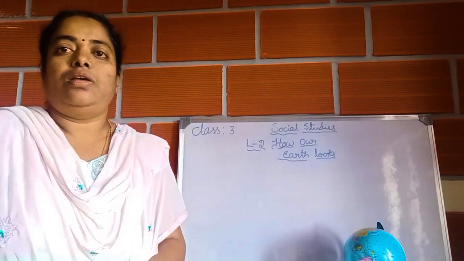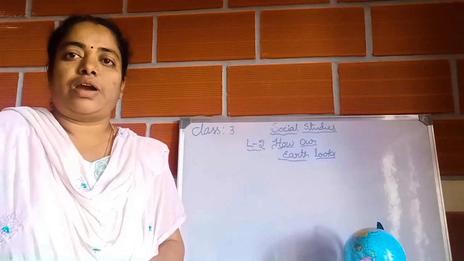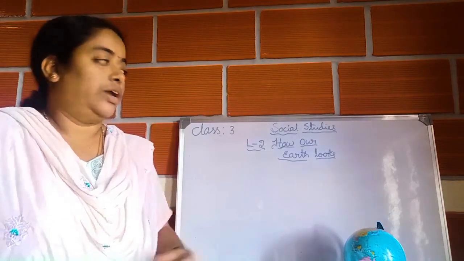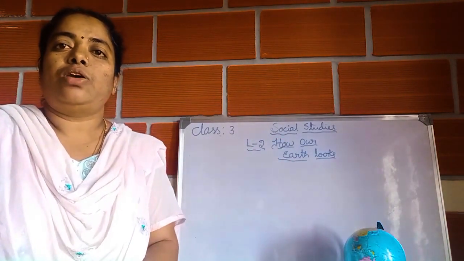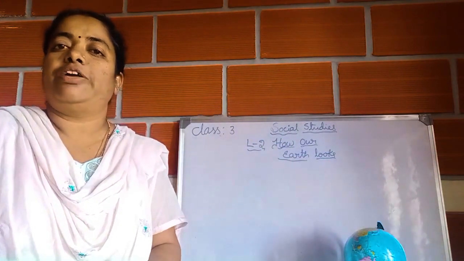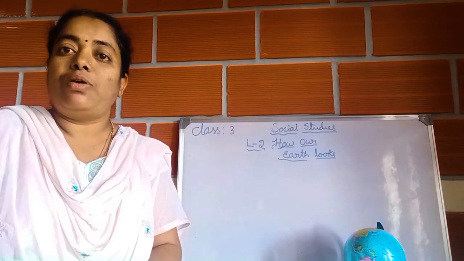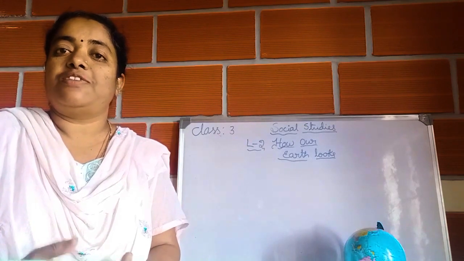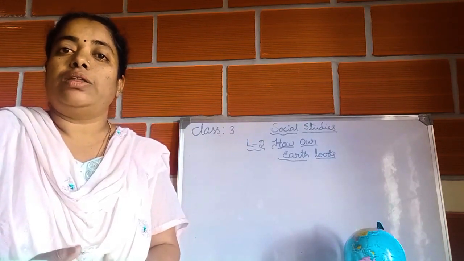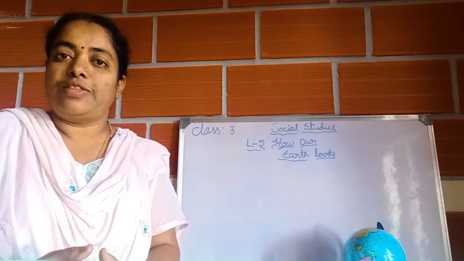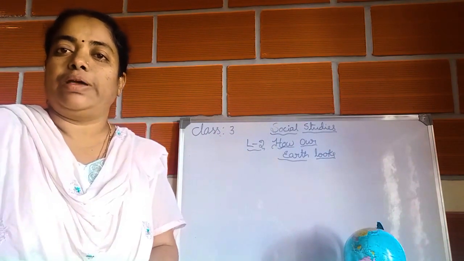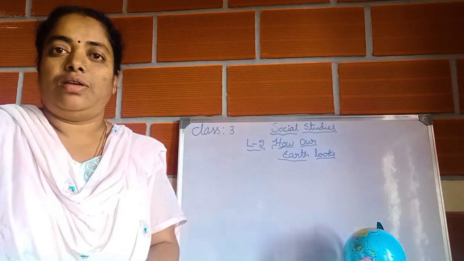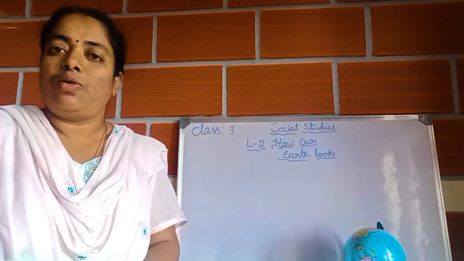So in today's class, I would like to start with your second lesson, that is how our Earth looks. Okay. So in this lesson, you are mainly going to learn about what is meant by globe, what is meant by map, what are the different types of maps, what is meant by atlas, and what are the names of seven continents and the oceans. And also you are going to learn about what is meant by compass and its usage. Let me explain it one by one now.